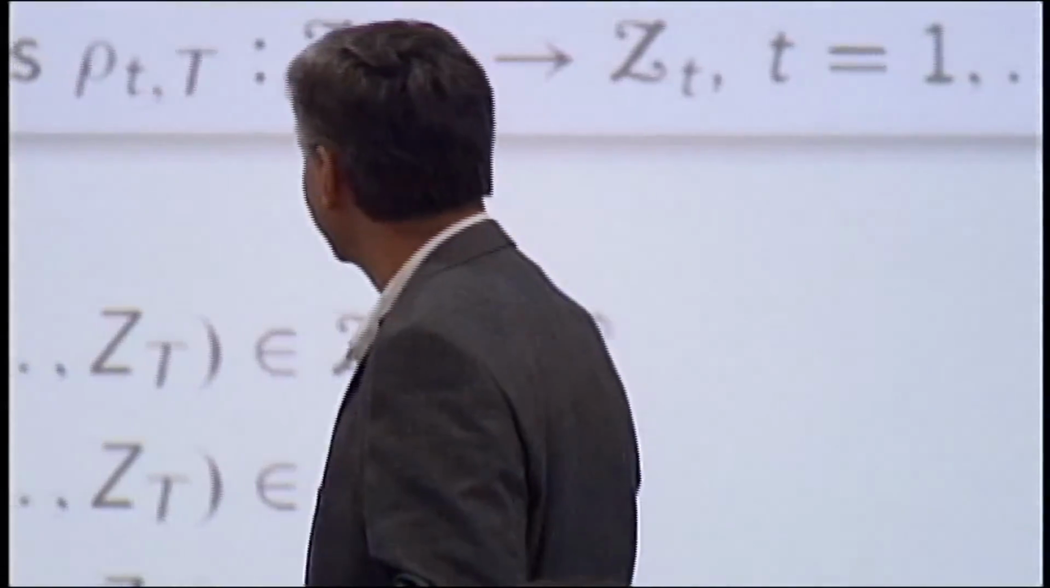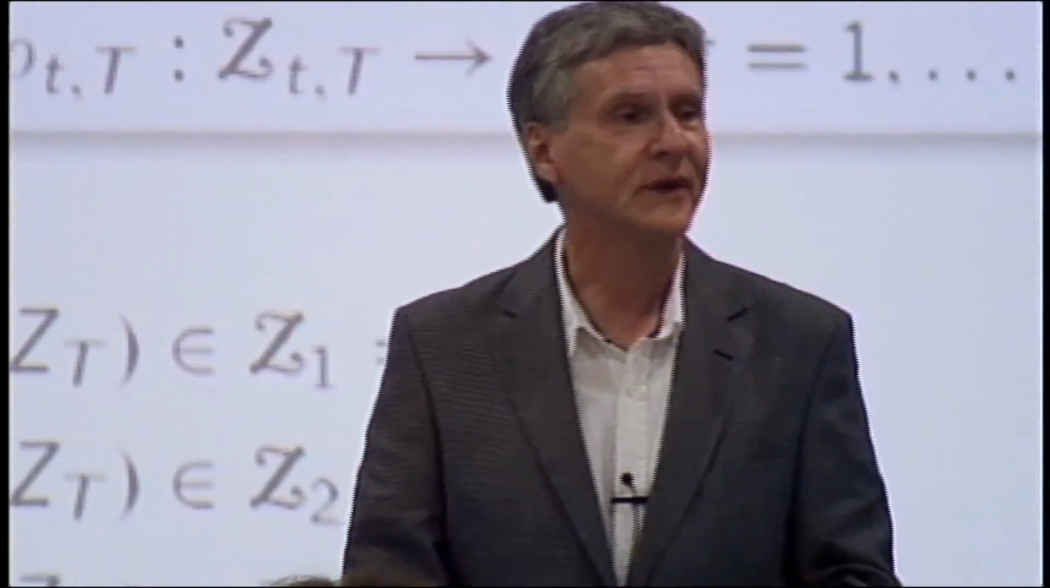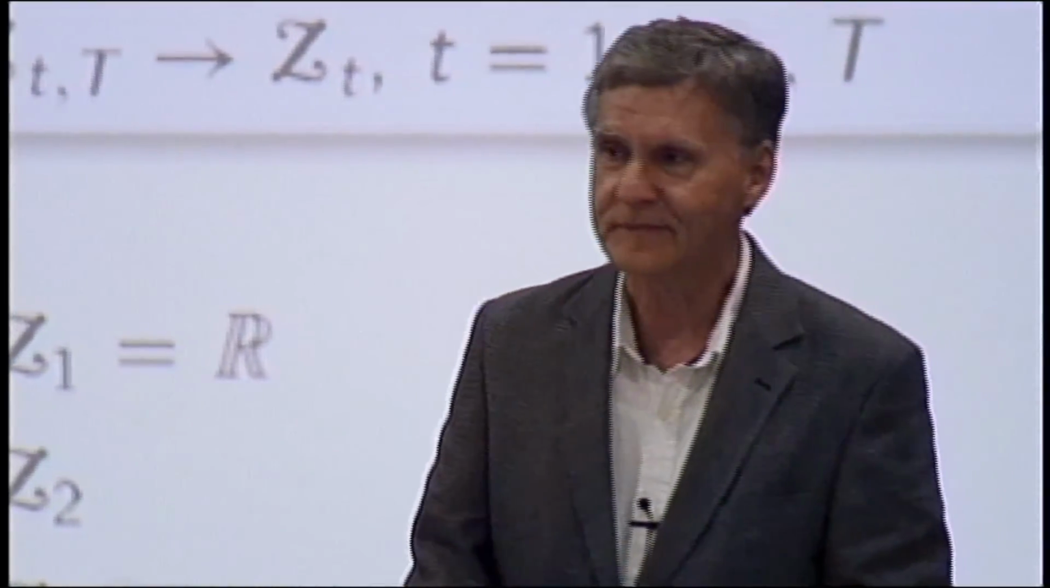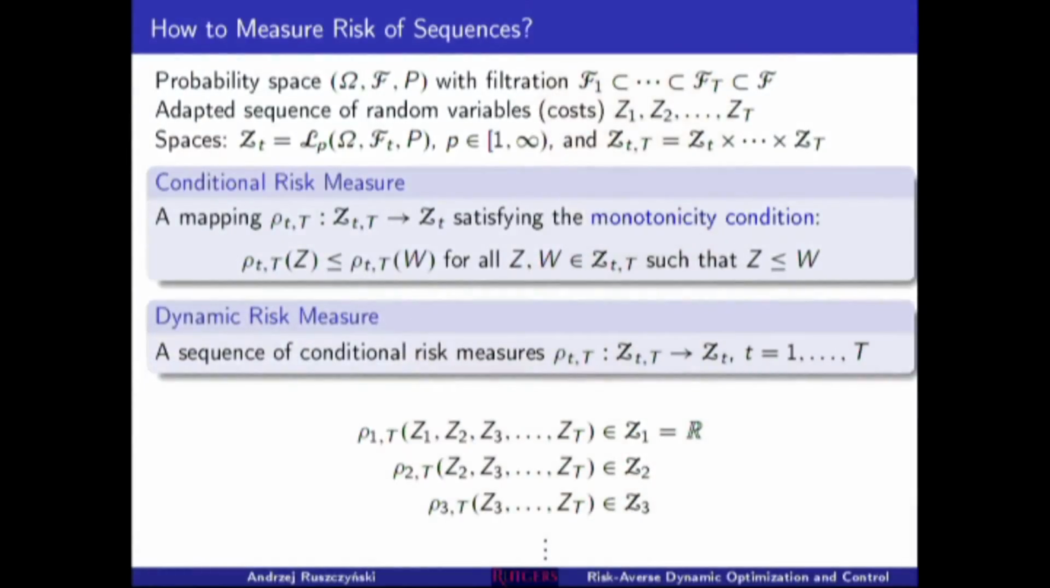I wanted to talk today about dynamic risk optimization and control. So the most important thing is: how do we evaluate the risk of a random sequence of costs? We have a sequence of costs coming in at times 1, 2, up to large T. They are denoted here by Z. These are random costs. And we want to calculate a fair value of all these costs today. How much we would be willing to pay today in order not to deal with these costs.